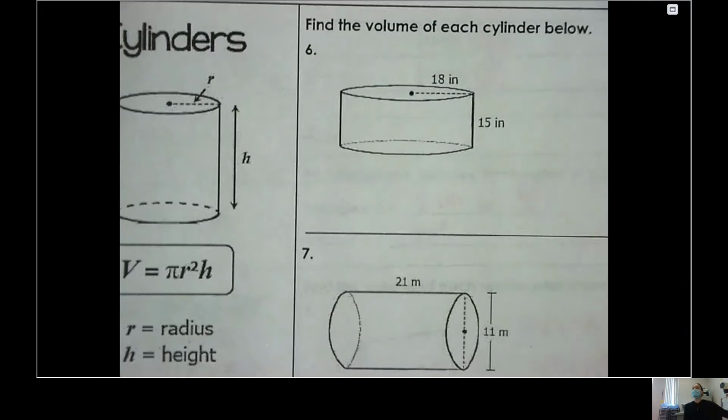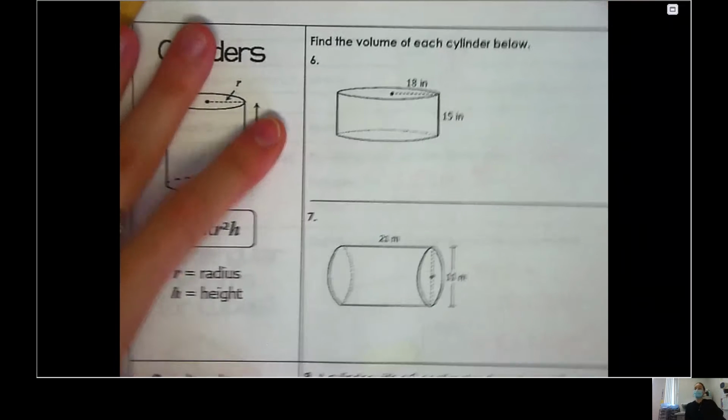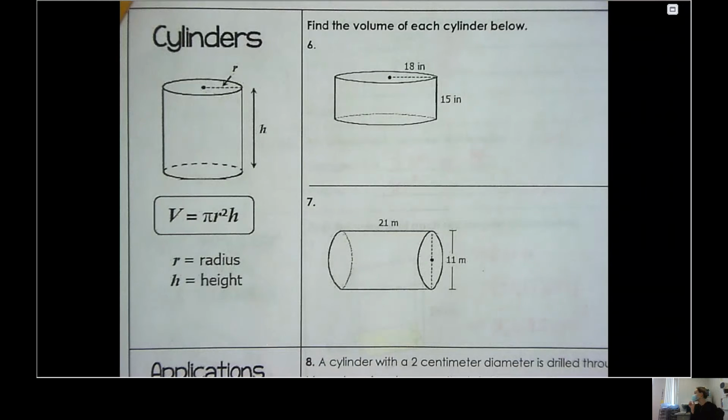Okay, last type of prism is a cylinder. What do you know about a cylinder? What does it have on the top and the bottom? A circle. Okay, so you got a circle at the top, circle at the bottom, looks like a can. The formula for a cylinder is still the same. It's area of the base times the height. Area of the base, which is a circle, times the height. What's the area of a circle? Look back on the front of your paper. What's the area of a circle?